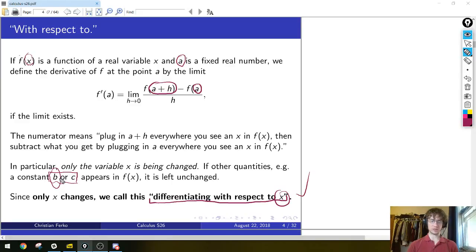Because differentiating with respect to b would mean instead of plugging in a plus h for x, you would plug in a plus h for b, and then plug in a for b, and it would give you a completely different answer. So one should be very careful about whether the formula you've written down is a function of a dummy variable x with b constant, or a function of a dummy variable b with x constant, because those are entirely different. And I have a large number of examples to follow in the next couple slides that will emphasize this difference. But before that, thoughts on this distinction?